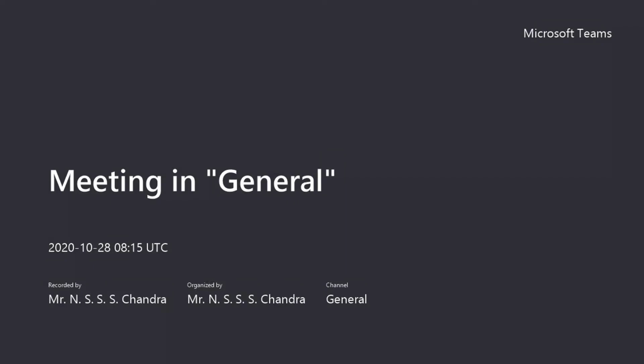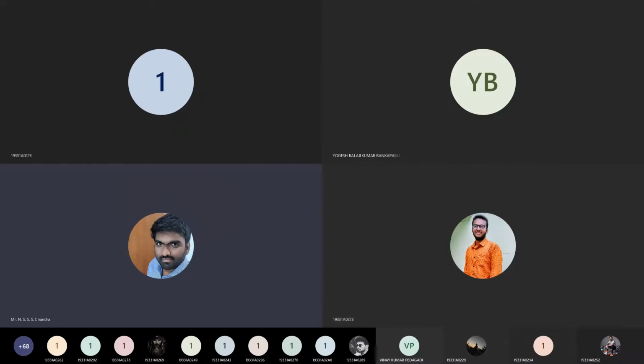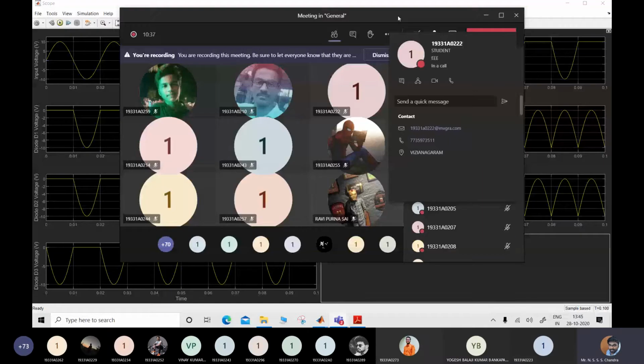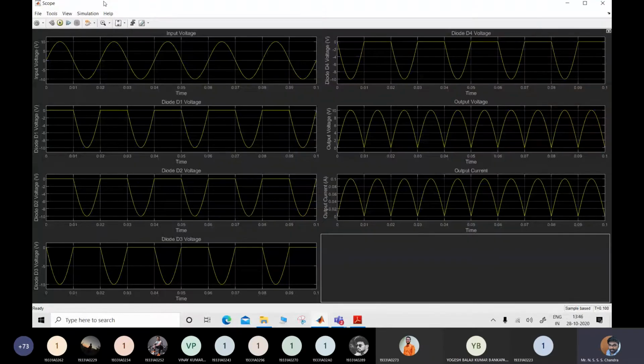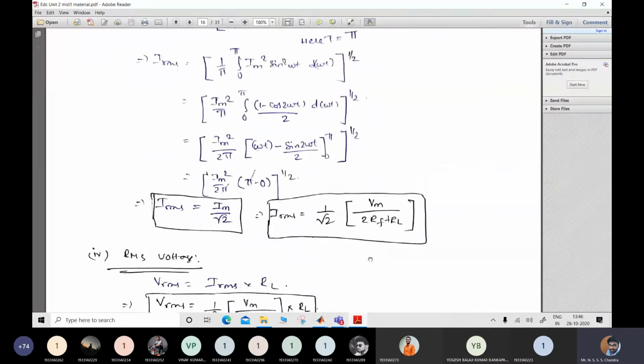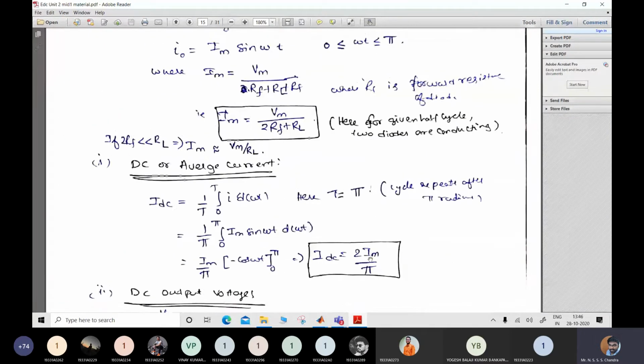In the last class, we started the full wave bridge rectifier. We have seen the simulation of waveforms also. So today we shall continue with the analysis of the full wave rectifier. First, we shall see what we have done in the last class.